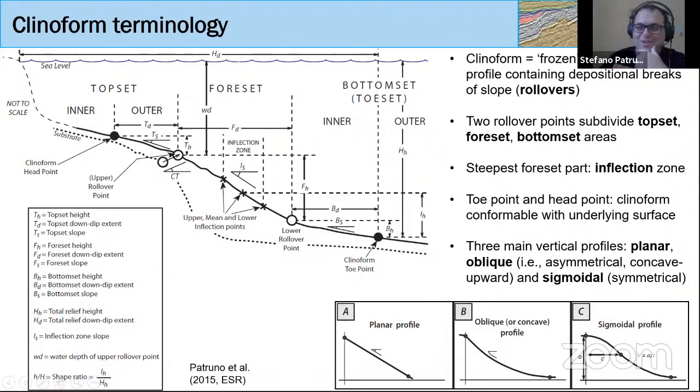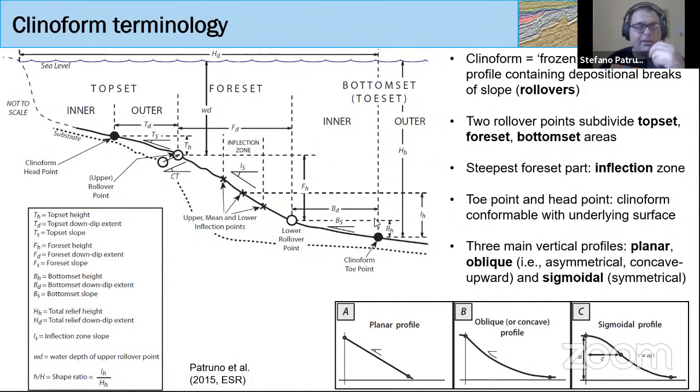Hey, Stefano, a quick question about the bottomset. This is something kind of controversial. Do you think the bottomset is the continuation of the foreset, or is the bottomset a totally different thing? Well, in the way we measure, because we had to measure it morphologically somehow, the only part of the bottomset that you can define morphologically with strict parameters is what we call the inner bottomset. That goes from the lower rollover point to the clinoform toe point, which we define as the point where the clinoform in the bottomset setting becomes conformable with the surface underneath. From these two points, we call it inner bottomset, and we can measure the bottomset down dip extent, the bottomset height, this kind of thing.